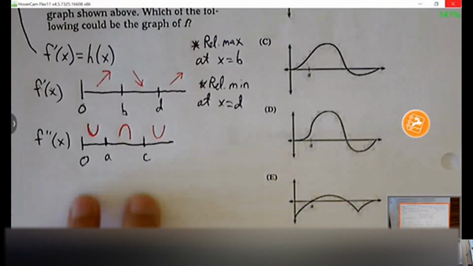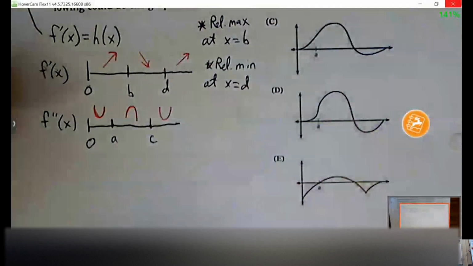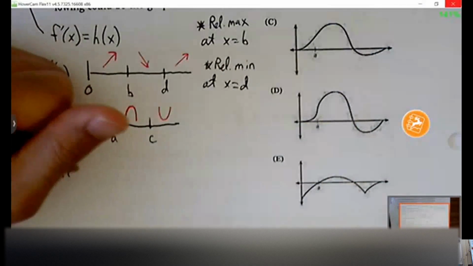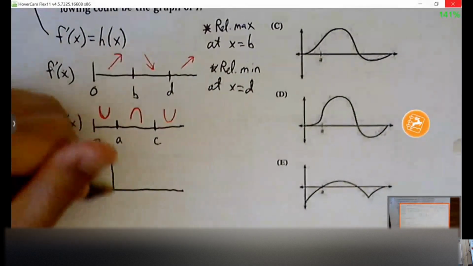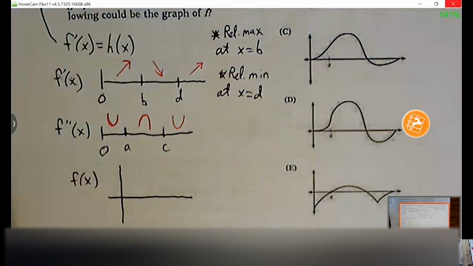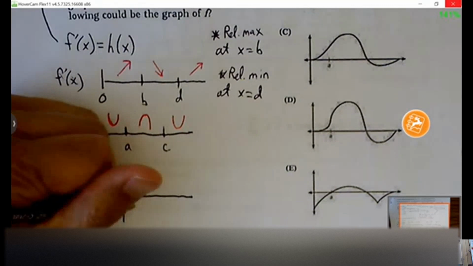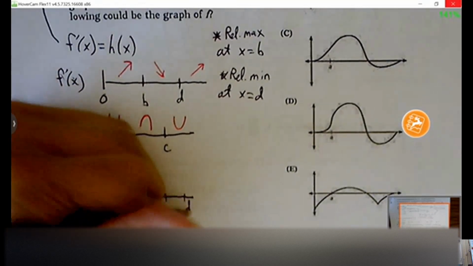Okay, so we know there's points of inflection at A and C. I'm just going to create my version of the graph. I'm not going to look at my answer choices. I'm just going to base it off of this. So for f prime, I know I'm targeting, here, I'll just go A, B, C, and D.